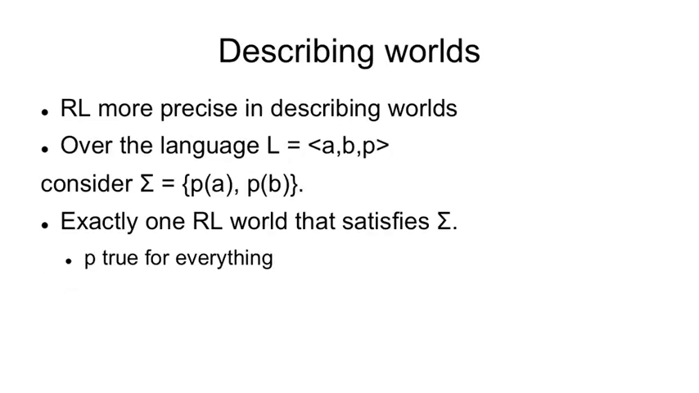Relational logic is also more precise in describing worlds. That is, it can tell you more about how exactly a world is. Over the language with A, B, and P, let's consider the set of sentences sigma, saying that P holds of A and P holds of B. Now, in relational logic, there is exactly one world that satisfies sigma. That is, P being true of everything, A and B.